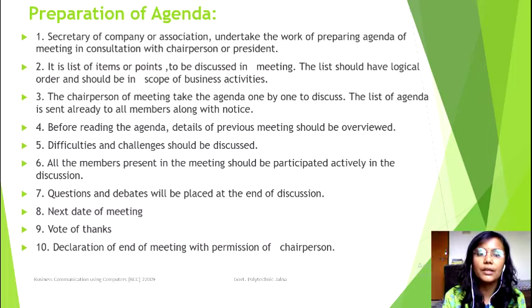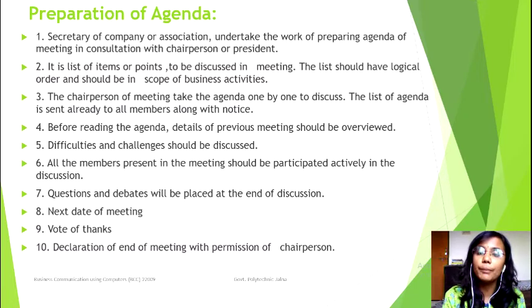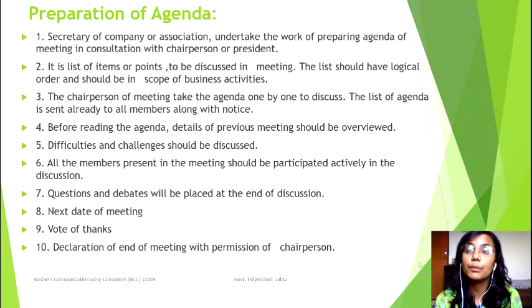The list of agenda is sent already to all members along with the notice. Then before reading the agenda, details of the previous meeting should be overviewed. Then difficulties and challenges should be discussed. Then all the members present in the meeting should participate actively in the discussion. Then questions and debates will be placed at the end of the discussion. Then next date of the meeting, then vote of thanks, and finally declaration of end of meeting with permission of the chairperson.